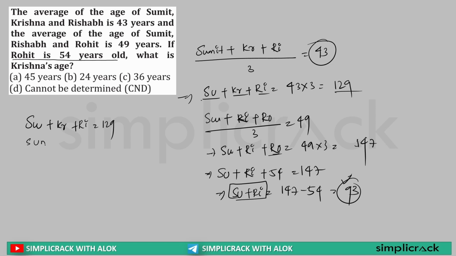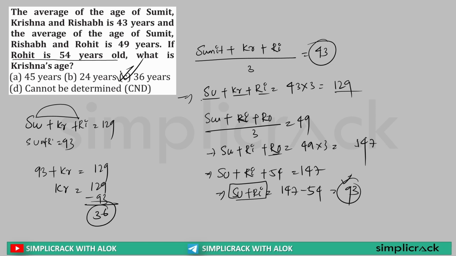So here it is given Sumit plus Krishna plus Rishabh is equal to 129. But we got to know Sumit plus Rishabh is 93. So in place of both, I will use 93 plus Krishna's age is equal to 129. So Krishna's age is equal to 129 minus 93, that is 36. So the answer is option C, 36 years old.